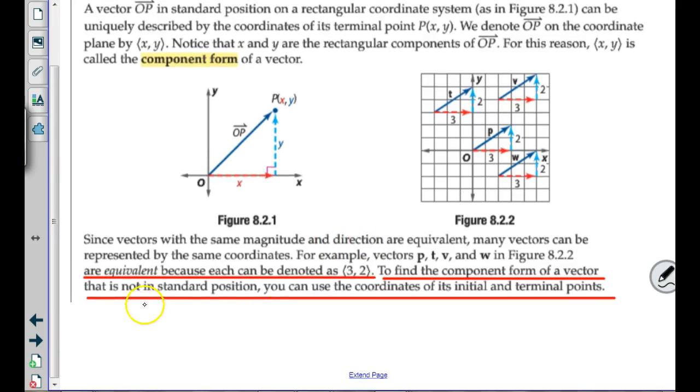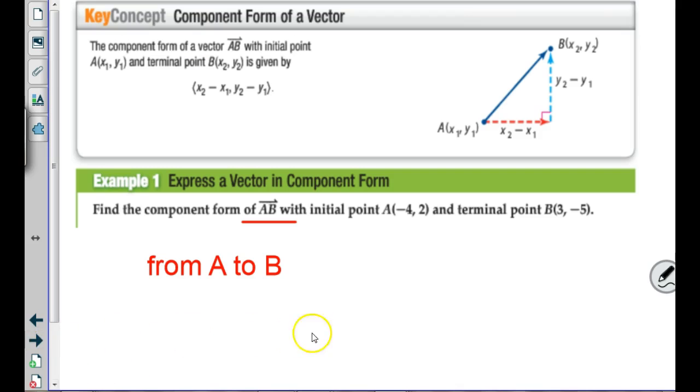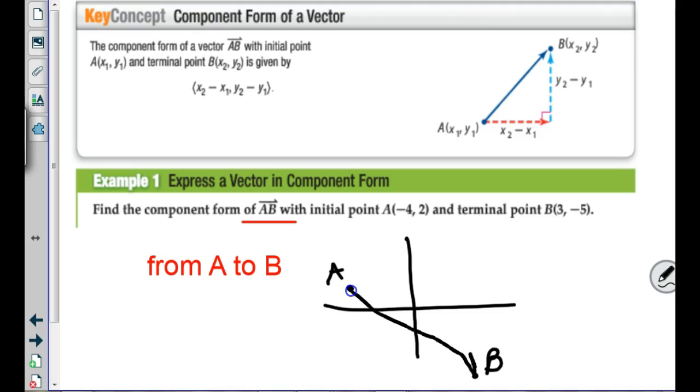So what does it say down here? To find the component form of a vector that is not in standard position, you can use the coordinates of an initial and terminal point. So what we're talking about here is, let me sketch this real quick, negative 4, 2 is A, and 3, negative 5 is B. And we have a vector that goes from A to B, nice and straight like that. We can write its component form by saying what are the equivalent coordinates if I slid this to the origin.